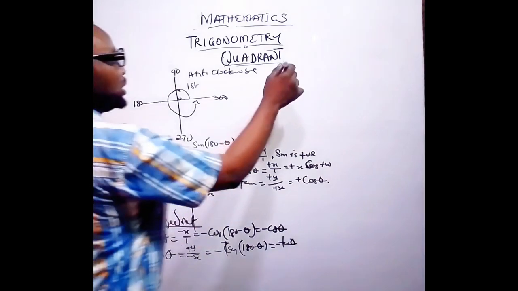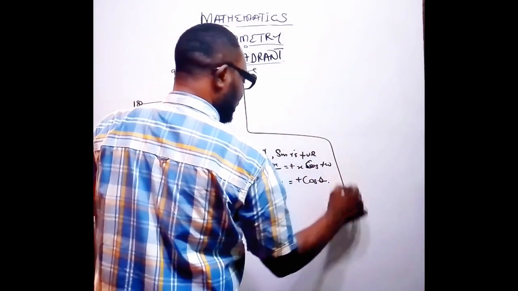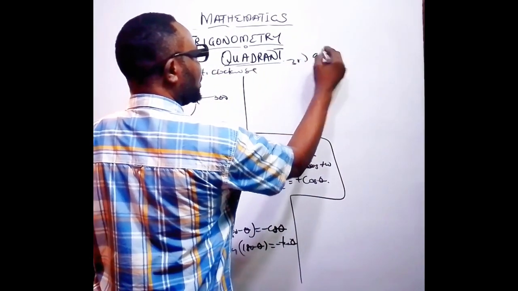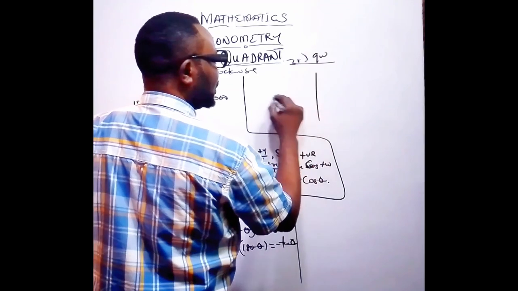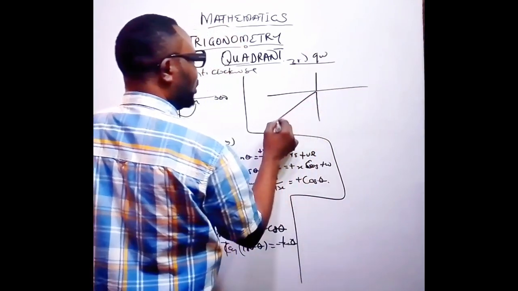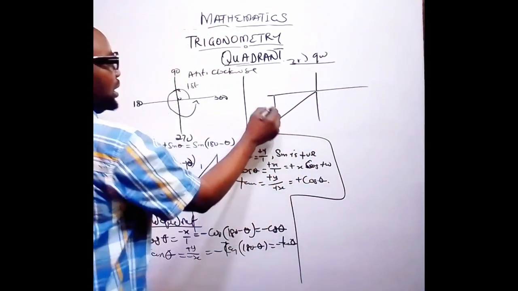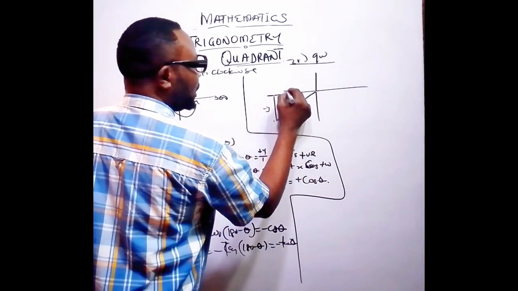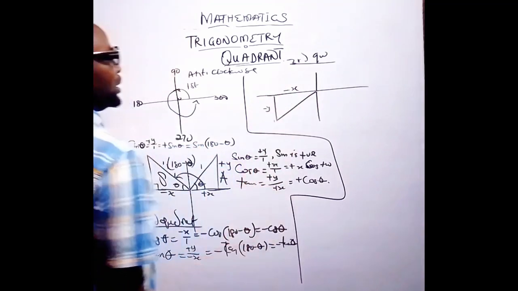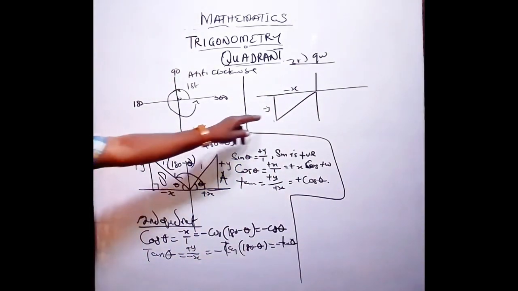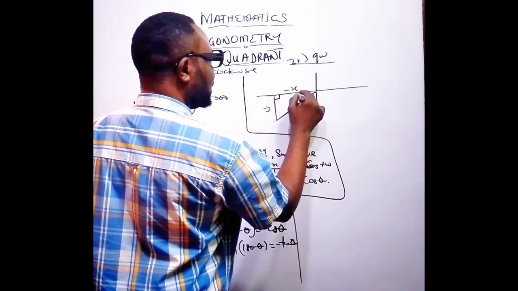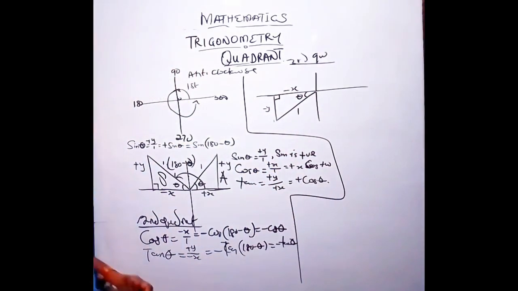Now I move to the third quadrant. The third quadrant will be formed like this. You can see this y-axis is coming down like this. That's negative y. And this is negative x. Negative y and negative x is what we have there. This one is 1, and this place is 90. This is theta. That is how they are formed there.